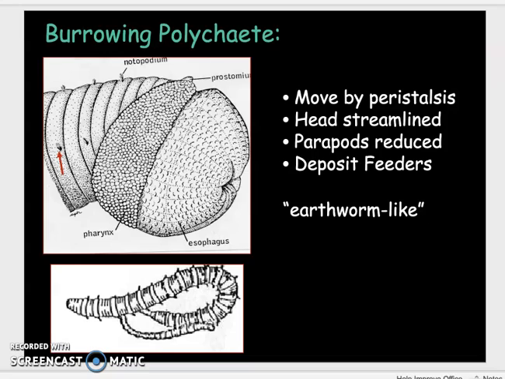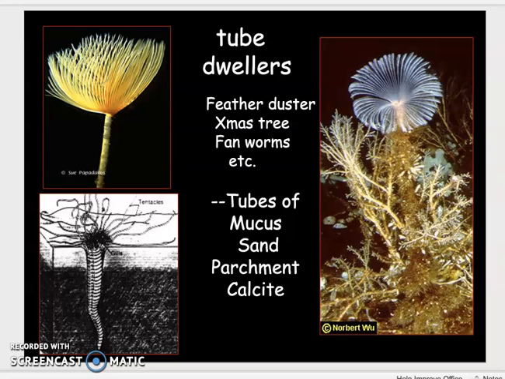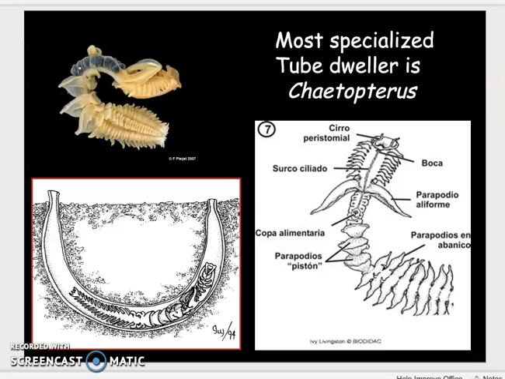Then there are the burrowing polychaetes like the Arenicola, with streamlined head, parapodia, feeders, earthworm-like, etc. Then there are the tube-dwelling forms, that is, the feather duster, Christmas tree, fan worms, etc. And the most specialized tube dwellers are the Chaetopterus. So you have to study the Chaetopterus as an example.